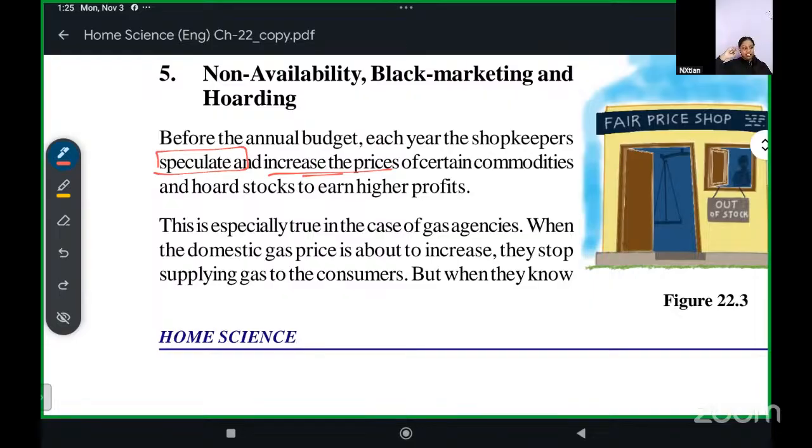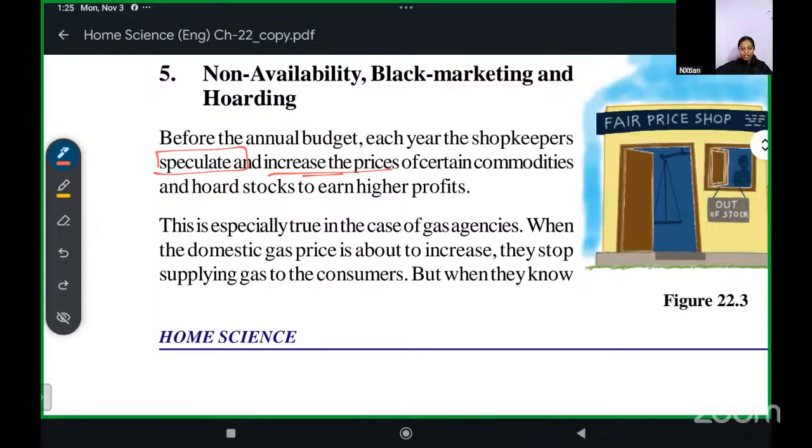They say, okay, this is 50 rupees right now. This should be 55. No, this should be 60. No, this should be 65. So they speculate and increase the prices of certain commodities and hoard stocks to earn higher profits. Hoarding means collecting a lot to earn higher profits. This is especially true in the case of gas agencies.